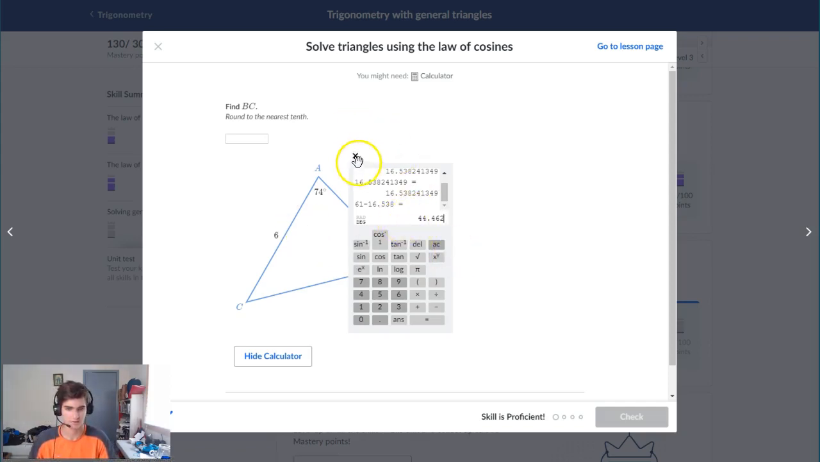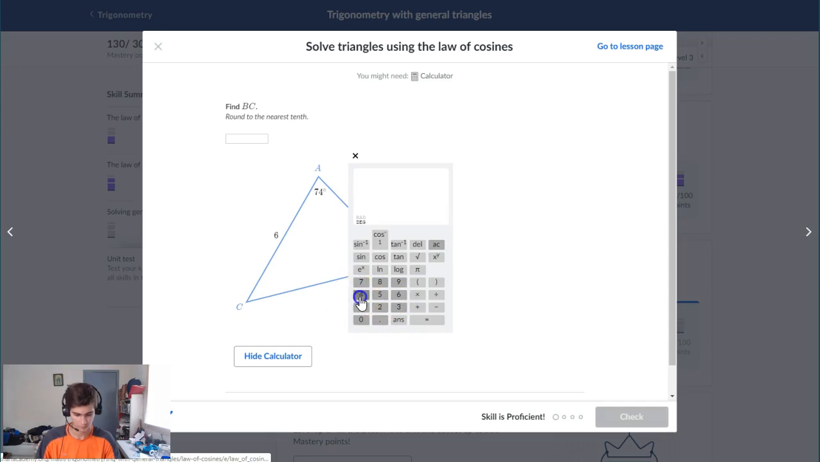And so now all that's left is to find the square root of this to get rid of c squared and just have c alone. And so let's do that right now. 44.462, and let's go to the beginning. Add square root.